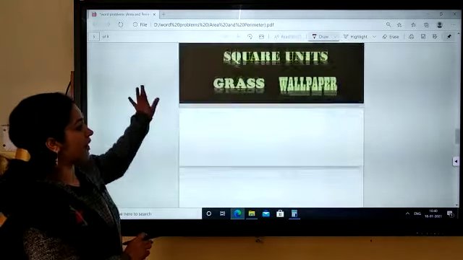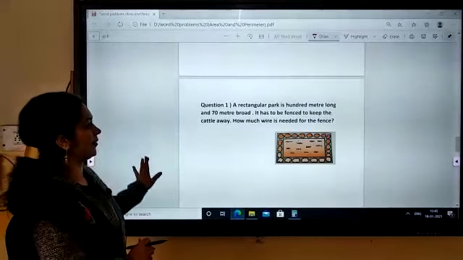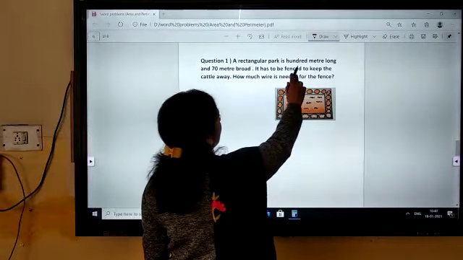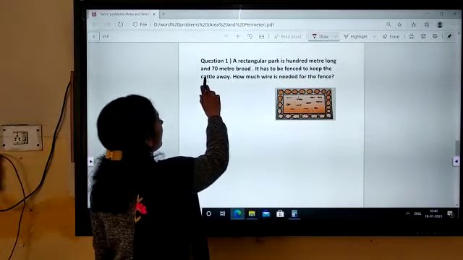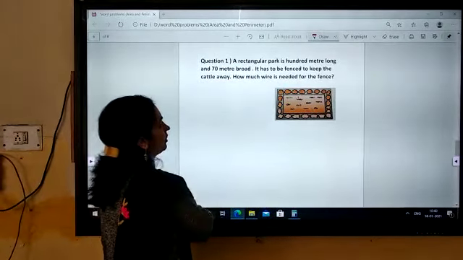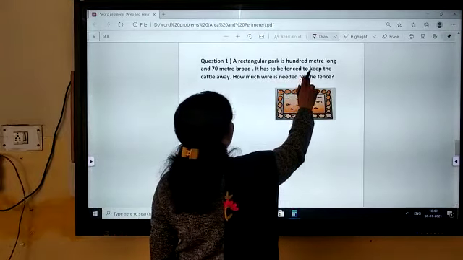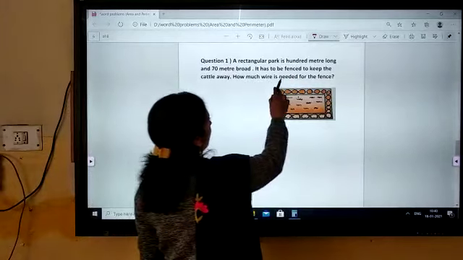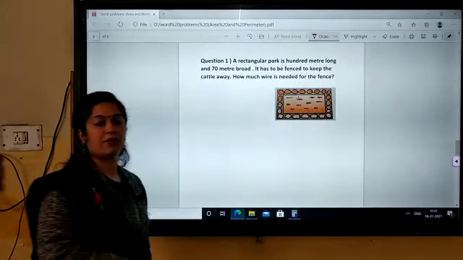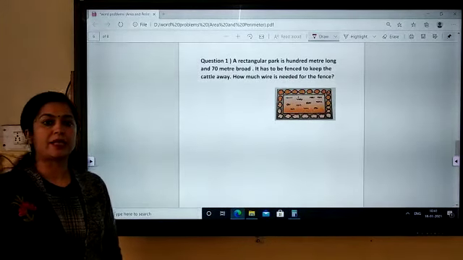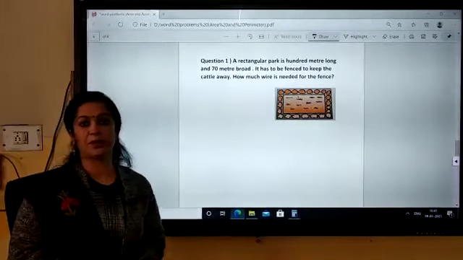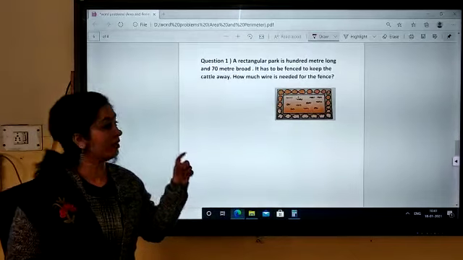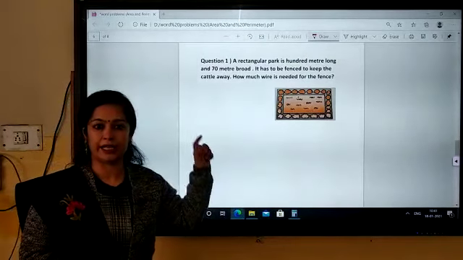Okay, our first word problem is: a rectangular park is 100 meters long and 70 meters broad. It has to be fenced to keep the cattle away. How much wire is needed for the frame? Dear students, try to read the given word problem twice and then underline the given special words or special hints.